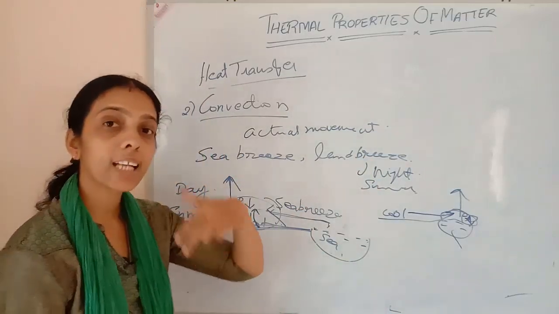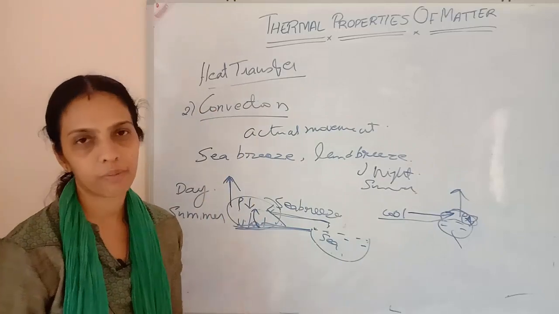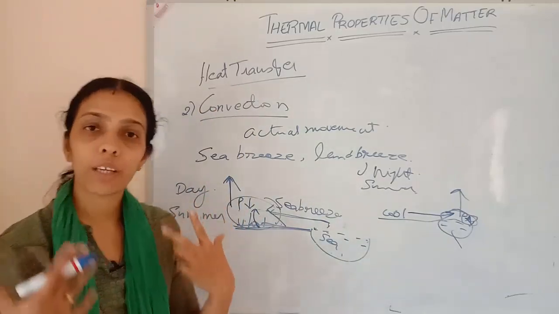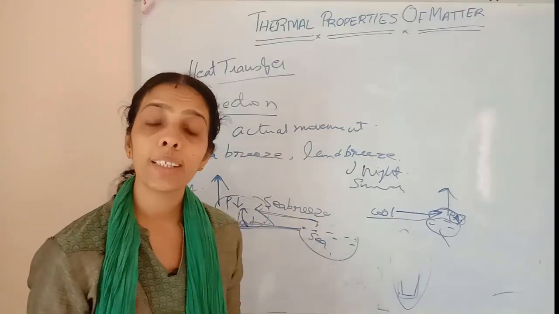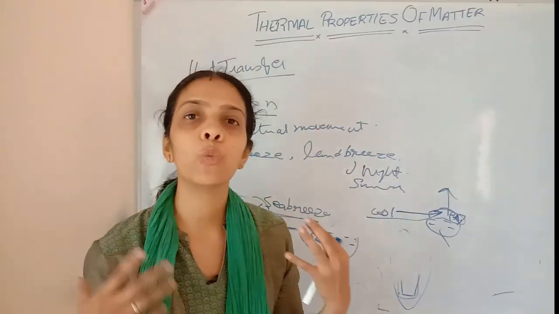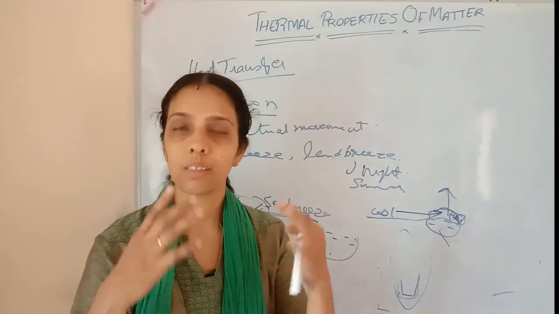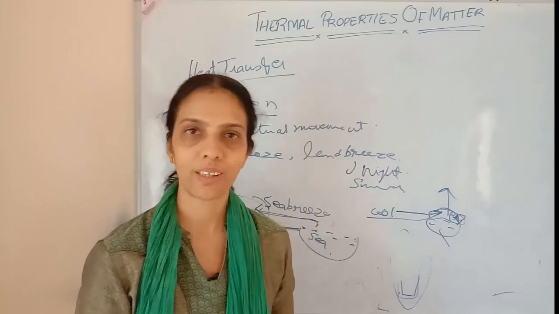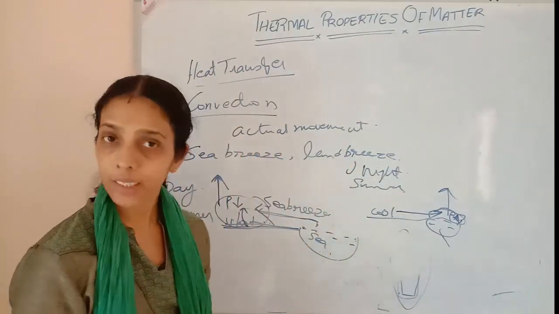Okay, so in convection, the actual movement of particles is happening. In our human body also, that is what is happening. In the blood circulatory system, since the blood is moving, we are able to maintain our body temperature at the same level throughout the body, isn't it? So all of these are examples of convection.